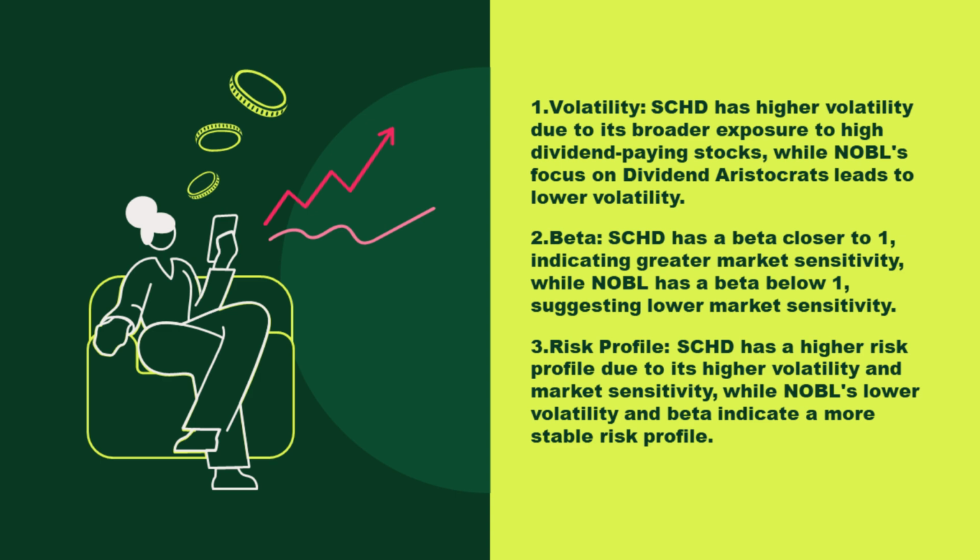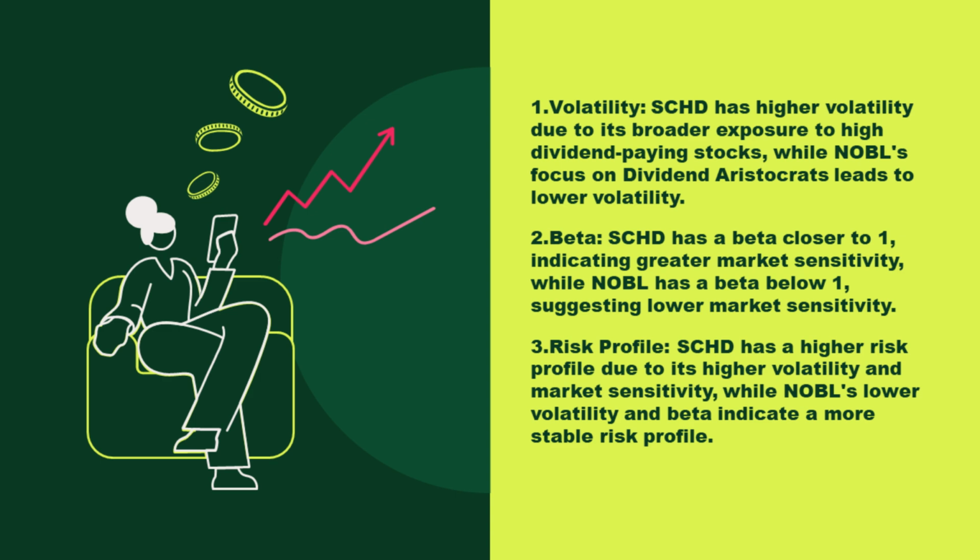NOBL, in contrast, typically has a beta lower than 1, often in the range of 0.7 to 0.9. This lower beta suggests that NOBL's returns are less sensitive to market movements compared to the broader market. The lower beta can be attributed to its focus on dividend aristocrats, which are generally stable companies with a consistent track record of dividend increases. These companies tend to be less volatile and more resilient during market downturns, leading to reduced sensitivity to overall market swings.